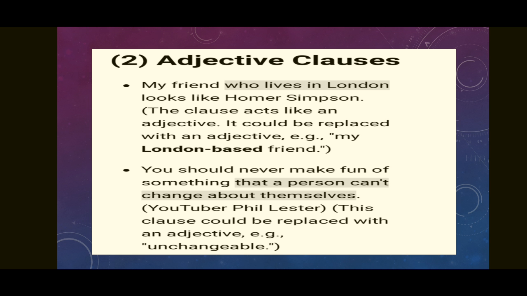Second one, you should never make fun of something that... as I said, we can use "that" here. That means "what", "which" or "that" refers to the thing. "Who" refers to the person. In the first example we have seen something a person can't change about themselves. YouTuber Phil's Lister. This clause could be replaced with an adjective. Example, unchangeable.